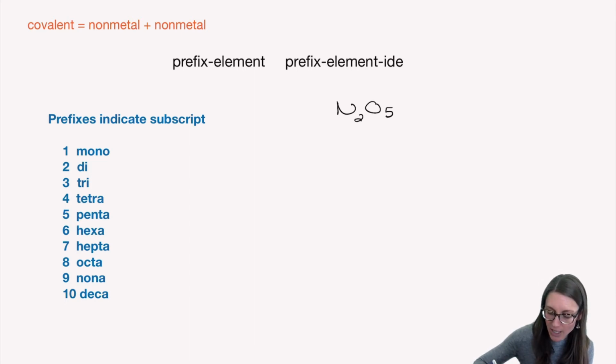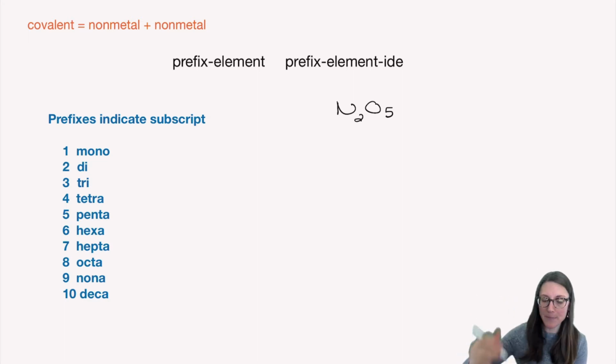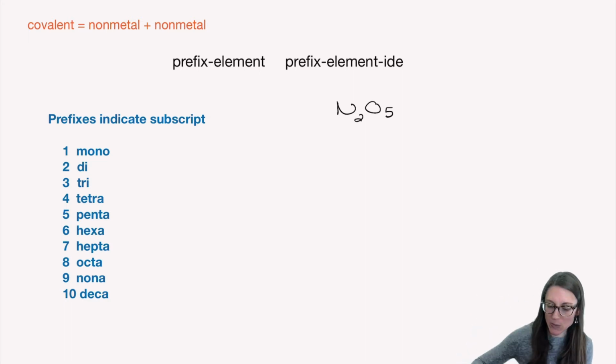So I will take my nitrogen and I'll add a prefix of di because that means 2. Take a quick look at my list of prefixes over here. 1 is mono, 2 is di, 3 is tri, 4 is tetra, 5 is penta, 6 is hexa, 7 is hepta, 8 is octa, 9 is nona, 10 is deca. We're not going any higher than that, but we're going to use these prefixes.